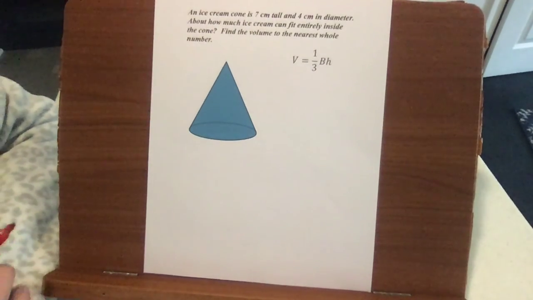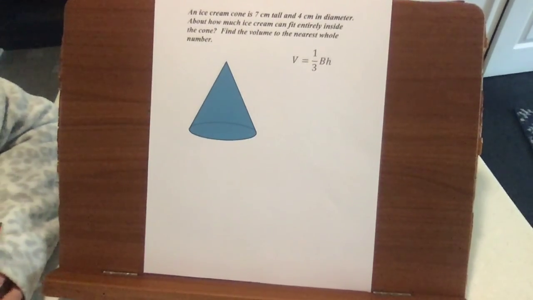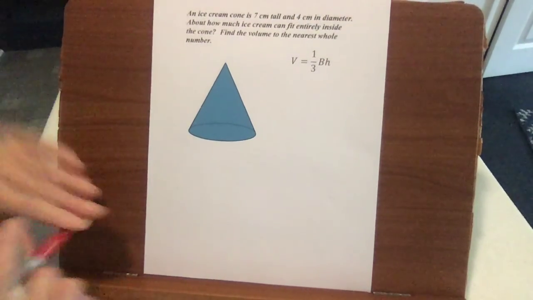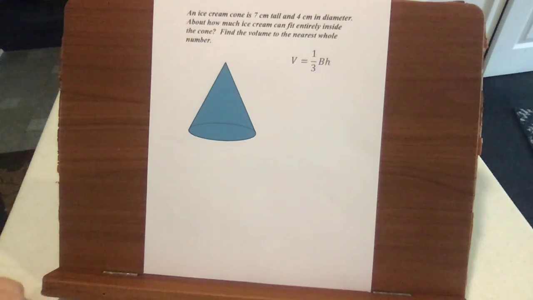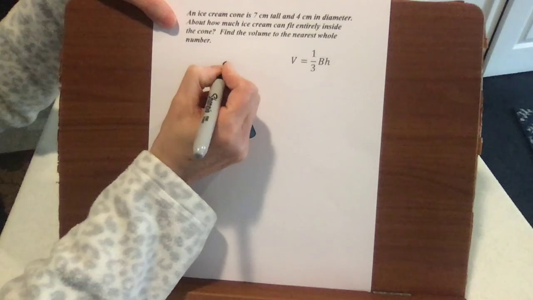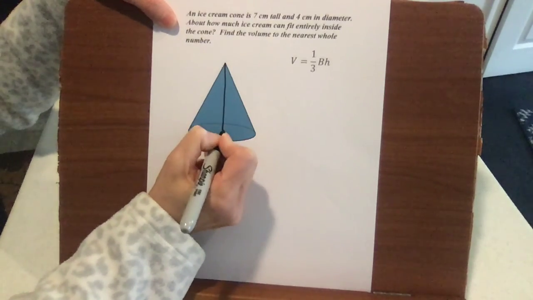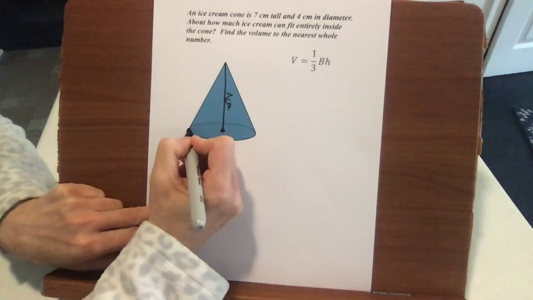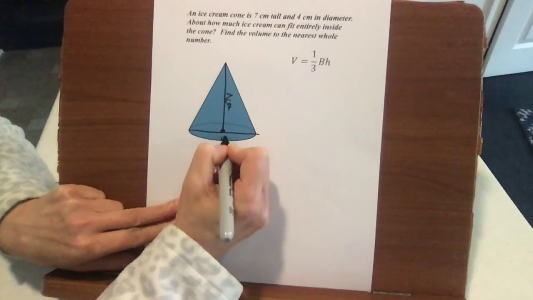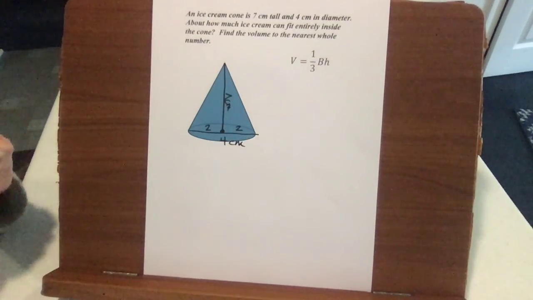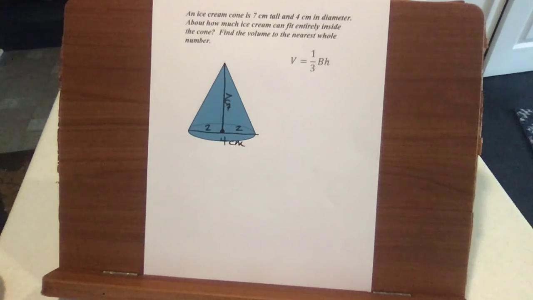All right, now let's go to cones. All right, cone. An ice cream cone, of which I would love to have some ice cream right now myself. Okay, it's 7 centimeters tall, and it's 4 centimeters in diameter. So we might have to do a little drawing when we have just a template here. So if it's 7 centimeters tall, it's a right cone. It's not oblique. Okay, we're going to bring that down to here, and that's 7 centimeters. And its diameter is 4 centimeters, which means that each side is 2. Okay? All right, so how much ice cream can fit entirely inside the cone?